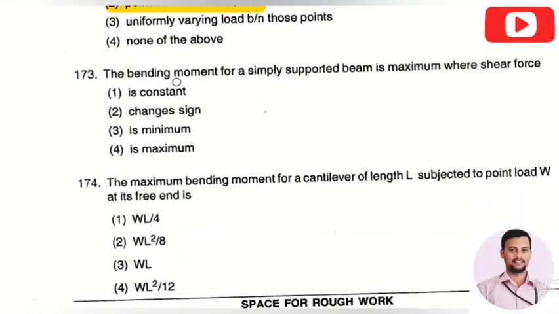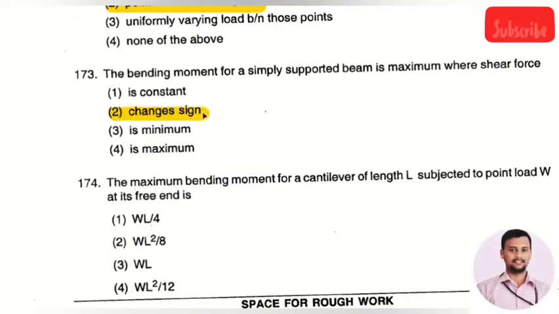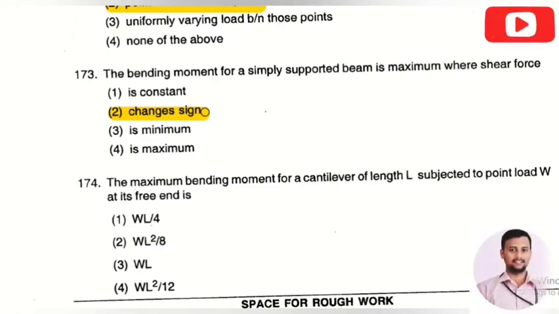The next question is, the bending moment for a simply supported beam is maximum where the shear force is: constant, or second option, changes the sign, or it is maximum, or it is minimum. The right answer is option 2, that is changes the sign. The bending moment for a simply supported beam is maximum where the shear force changes the sign.